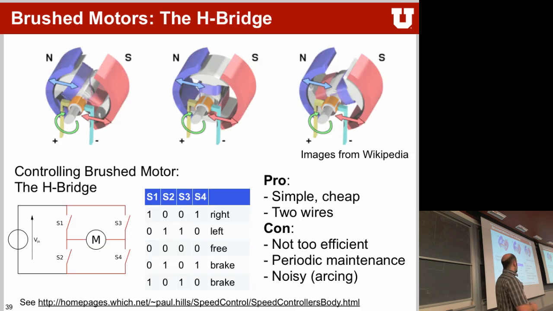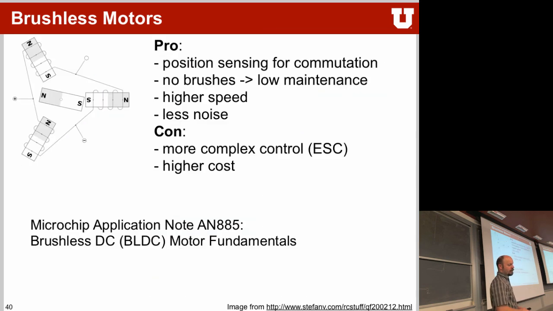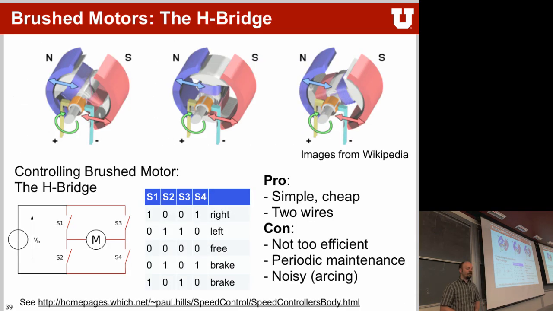Pros of brushed motors: they're very simple and cheap. A brushed motor has only two wires, power and ground, or you can invert them and it will go the other direction. Problems: not very efficient, need periodic maintenance, and they're noisy. The problem with them is that they're extremely noisy.